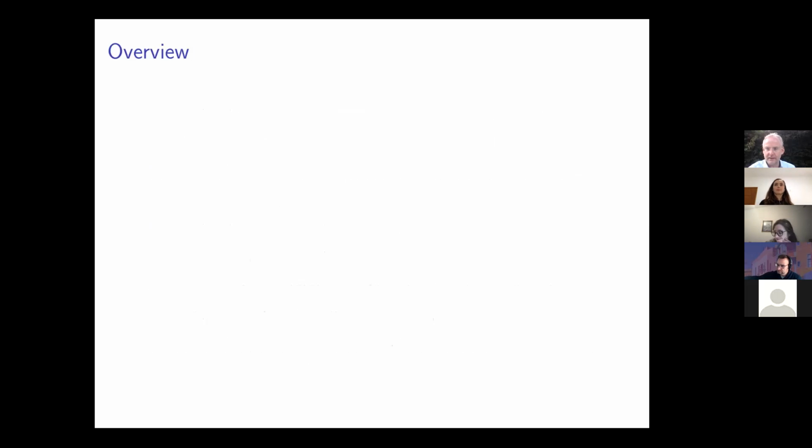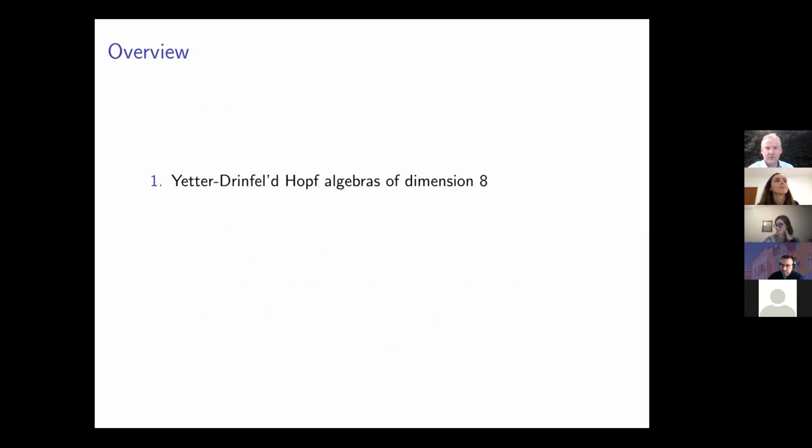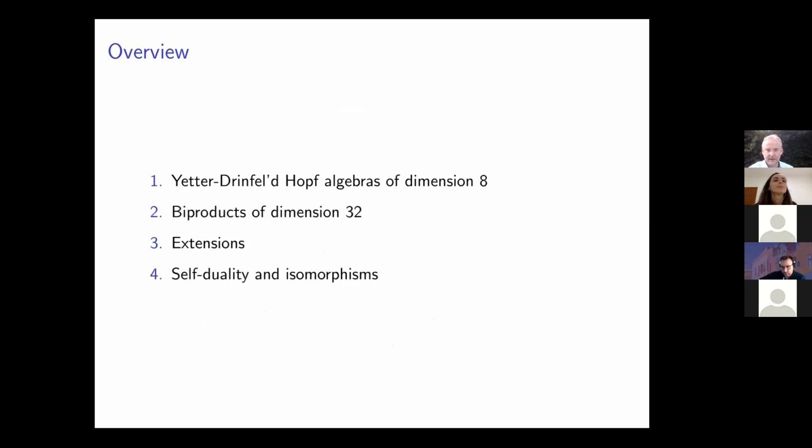Okay, so let me briefly give you an overview. Some of you have heard me on this on various occasions, in particular some of you in Mexico City, one of the last talks that I gave before the Corona crisis. We will start to discuss here the Drinfeld Hopf algebras of dimension 8, and then we will discuss their biproducts, which have dimension 32. We will try to realize these biproducts as extensions. And then I will finally discuss self-duality and isomorphisms of these Hopf algebras.